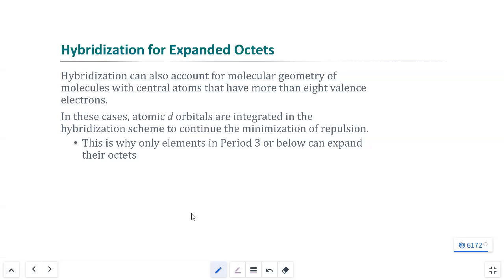Where do those come from? Well, they have to come from the d sublevel. And that's why we don't see oxygen or nitrogen or fluorine showing this kind of behavior, because with their valence electrons in the second energy level, the next closest d sublevel is the 3d, which is practically 2 energy levels away.